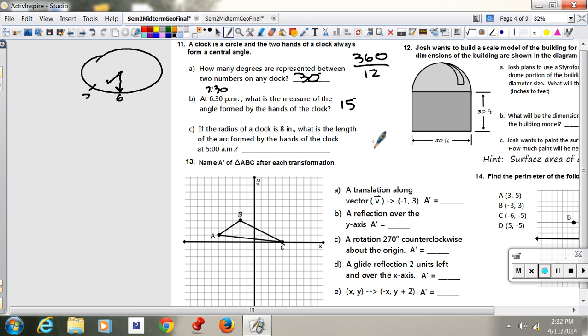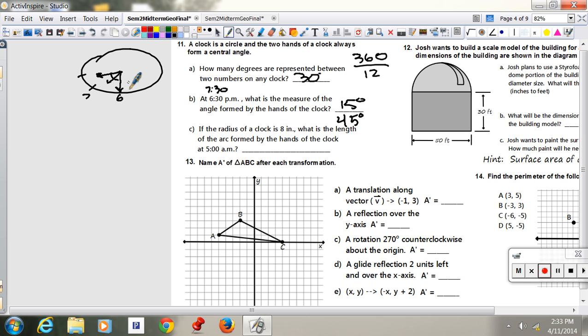If you got B or D test, they're talking about 7:30. So what would it be? If it was 7:30, it would be between 7 and 8. So you'd have 30 degrees plus another 15 degrees. So you'd have 45 degrees. From this to this angle would be a 45-degree angle.